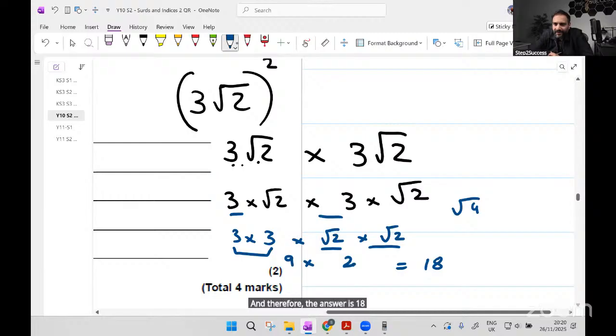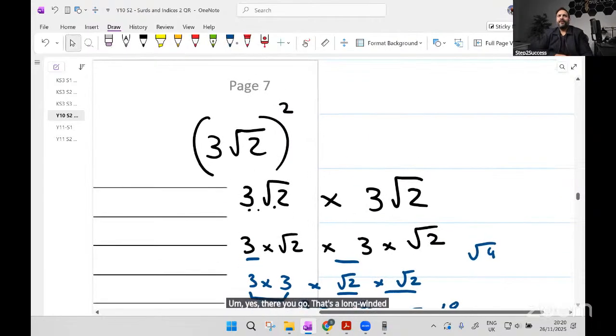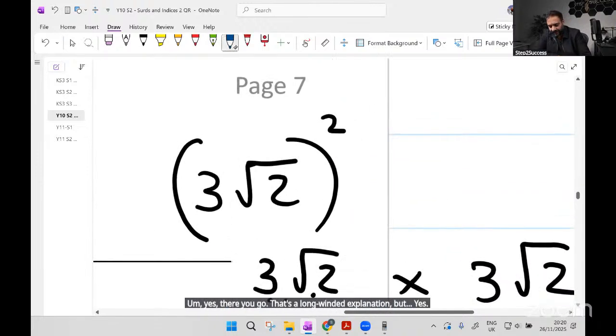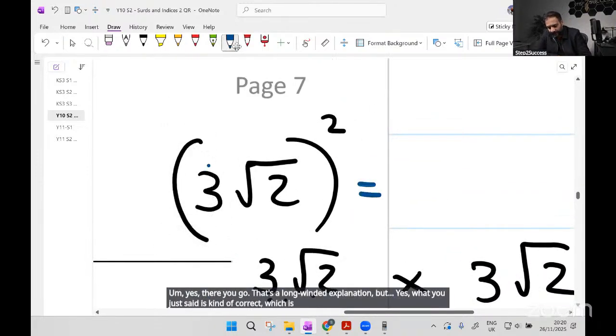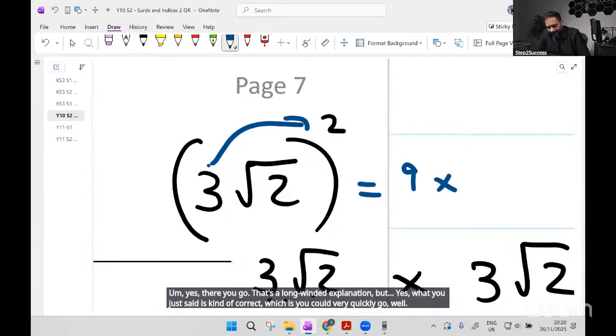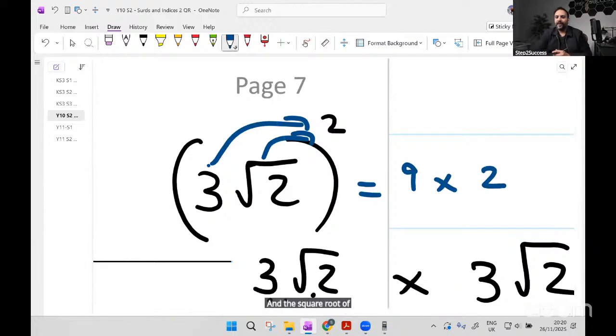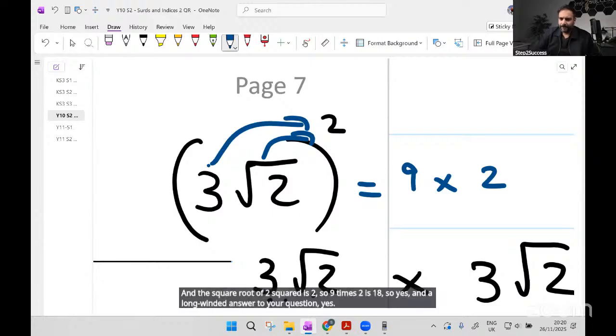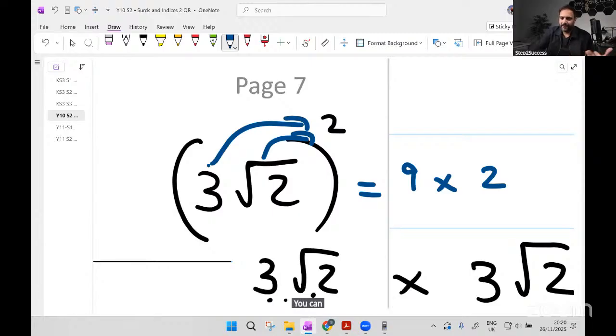You did mention 18 somewhere. Yes, there you go. That's a long-winded explanation. But yes, what you just said is kind of correct, which is you could very quickly go, well, 3 squared is 9, and the square root of 2 squared is 2. So 9 times 2 is 18. So yes, in a long-winded answer to your question, you can do it either way. You get the same answer.